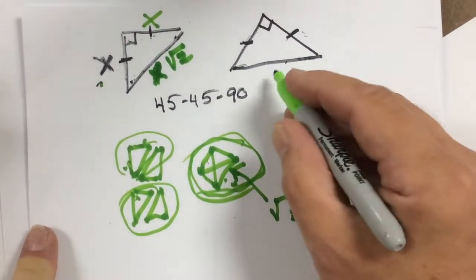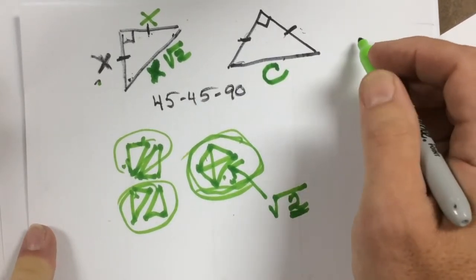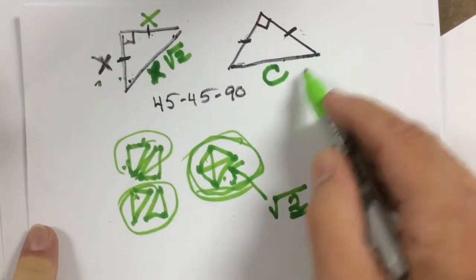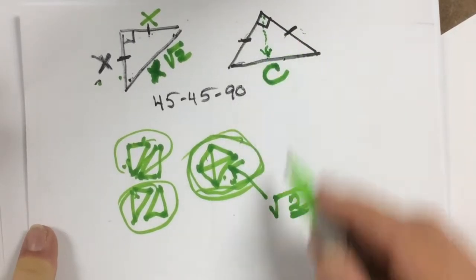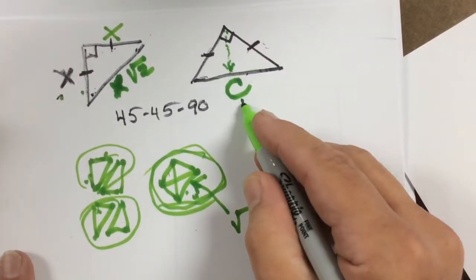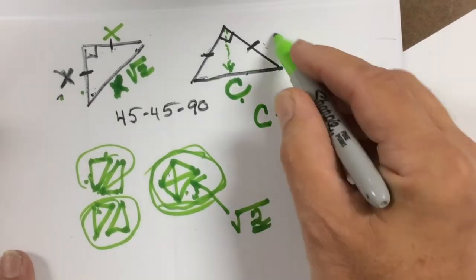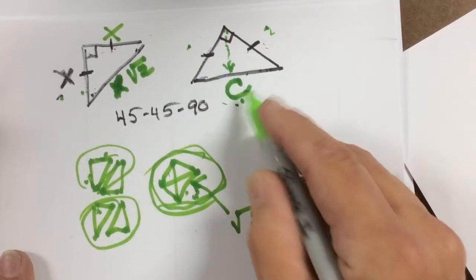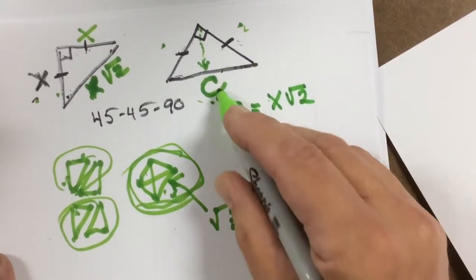Now, let's say that I give you this. That's the only other way I can present this problem. I can give you the leg, or I can give you the hypotenuse. Remember, the hypotenuse is the side across from the right angle. Well, what happens here? C. Okay. If I know that C is the hypotenuse, then that means whatever this is, when I multiply it by square root of 2, I'm going to get this. So let's just say x times the square root of 2 is equal to this.